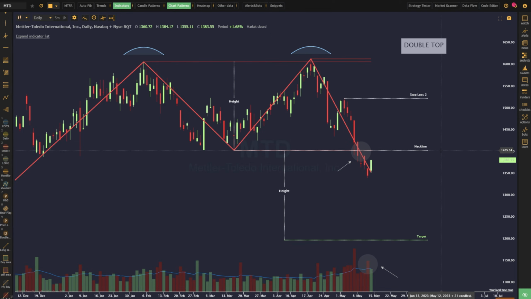To trade a double top pattern, look for a confirmed breakout below the neckline accompanied by an increase in volume. Set a stop loss above the most recent swing high or just above the neckline, and a price target can be estimated by measuring the height from the highest peak to the neckline and subtracting it from the neckline.